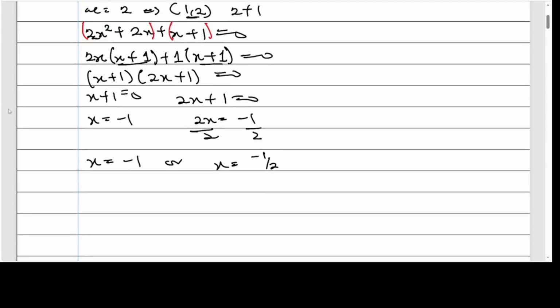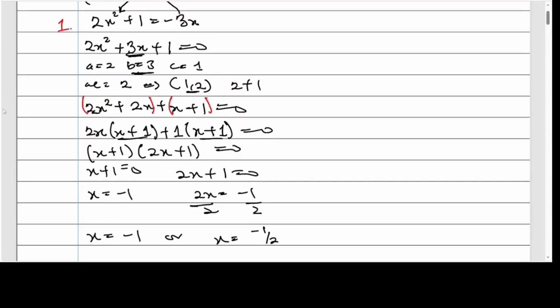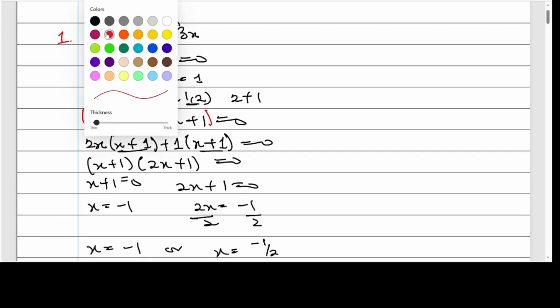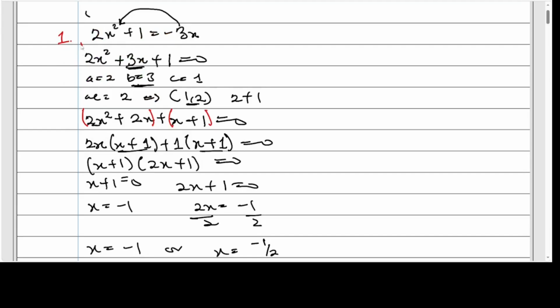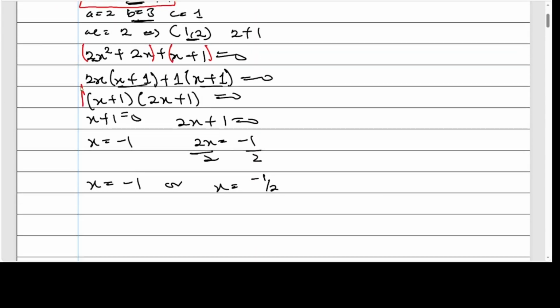Those are our solutions. So this is a quadratic equation, so we expect to get values of x. If it were a quadratic expression only, for instance, if the question only ended with 2x squared plus 3x plus 1 without any equal sign, then we would have been asked to factorize. In that case, our final answer would be just this part, without any further equating anything to 0.